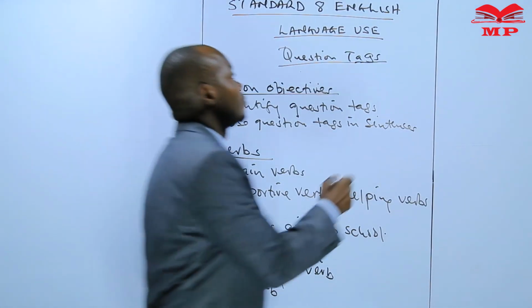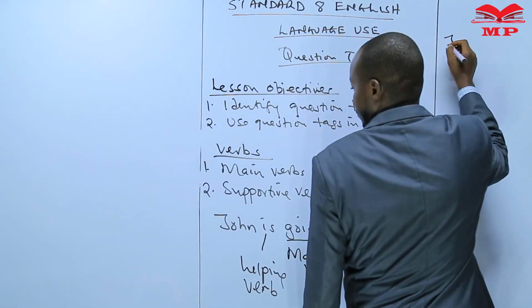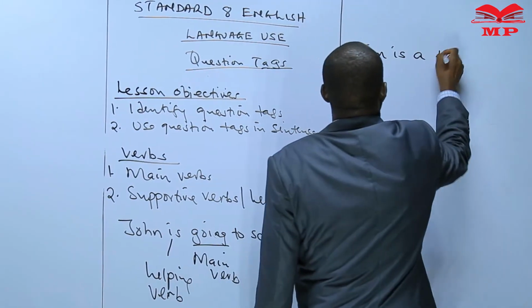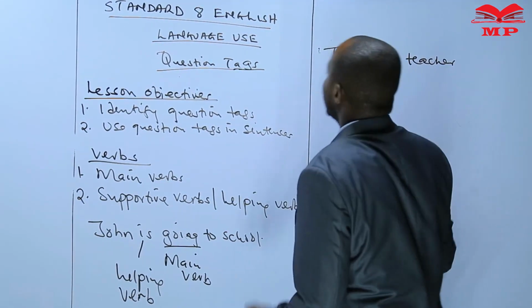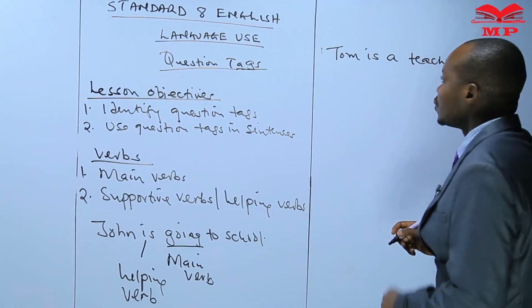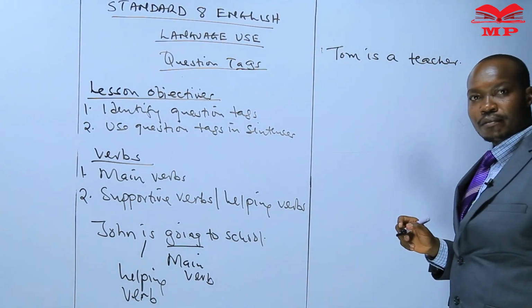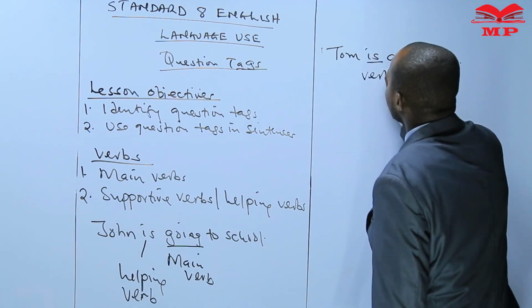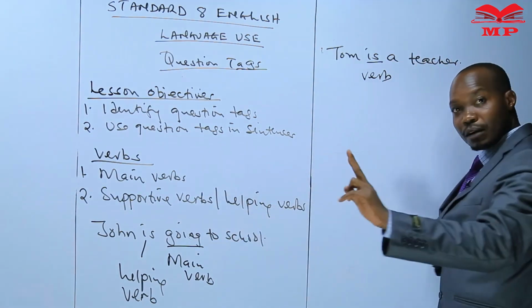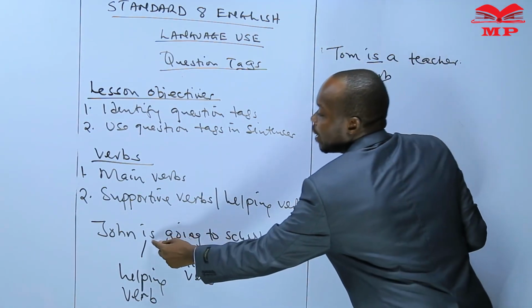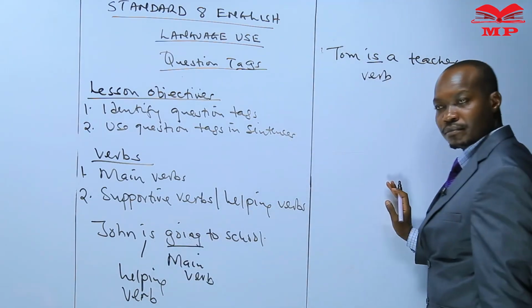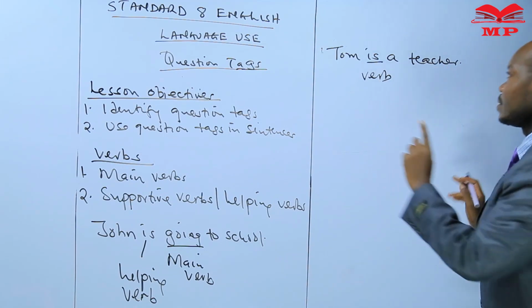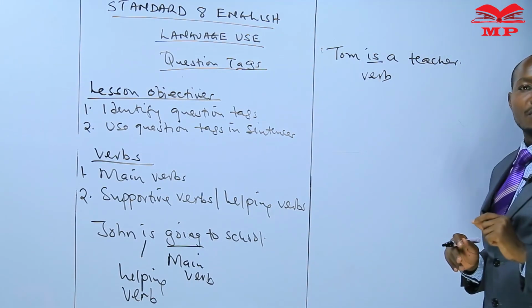Another example. Tom is a teacher. Now look at this sentence. Show me the verb. The verb here is actually "is". So "is" is the verb. In the first case, we have two verbs, a main verb and a supportive verb. In the second sentence, we only have one verb, which is "is". The point is this, my student.